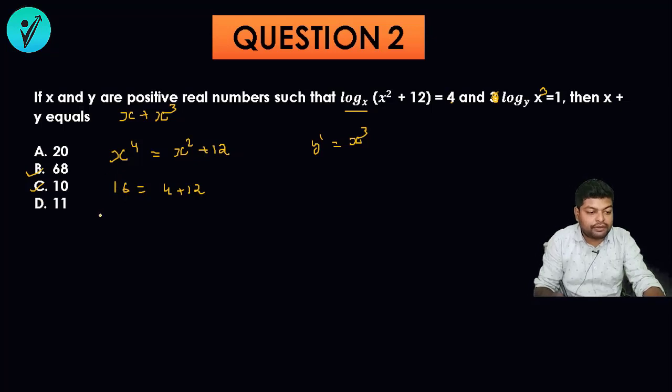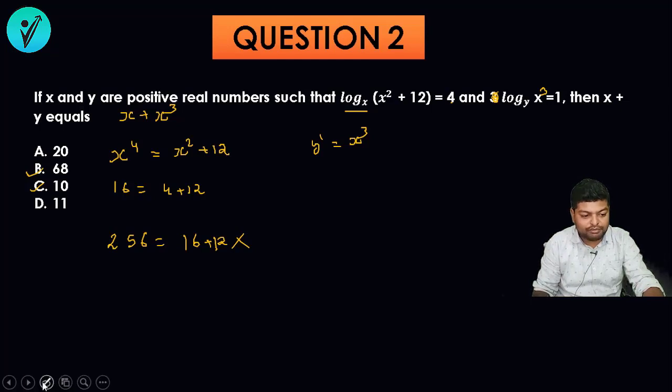Let's see with 4 what we'll have. If we keep the value of x to be 4, it will be 4 to the power of 4. So it will be 256 equals x square, which is 16, plus 12. So my LHS and my RHS are not equal. It means that the value of x is not 4. So this is a better way, or the smarter way, of doing this question.